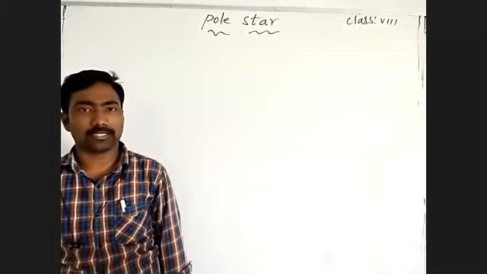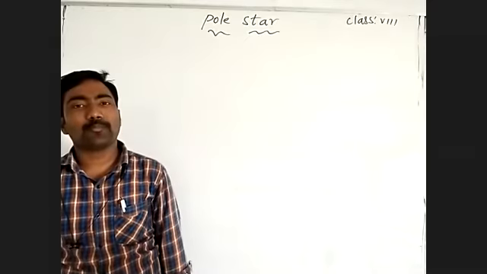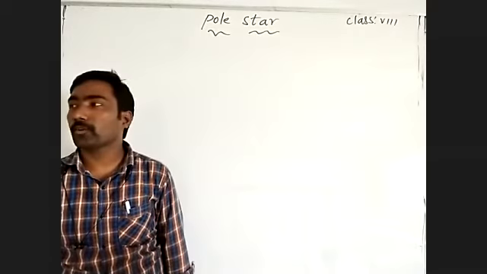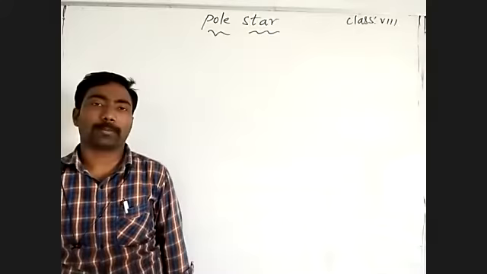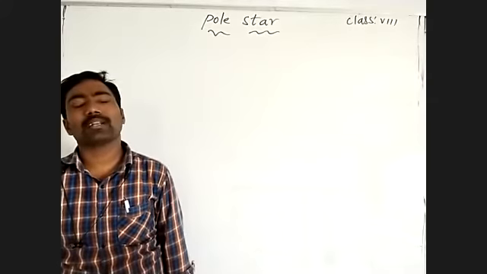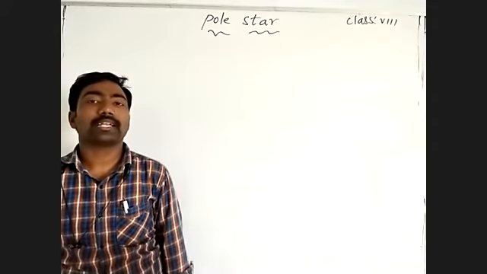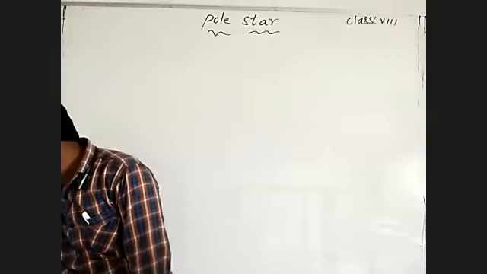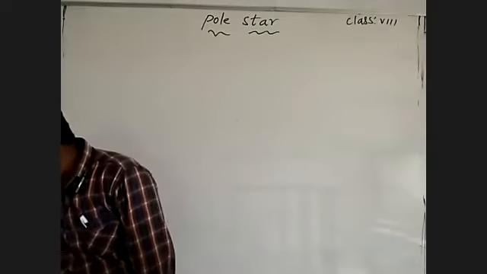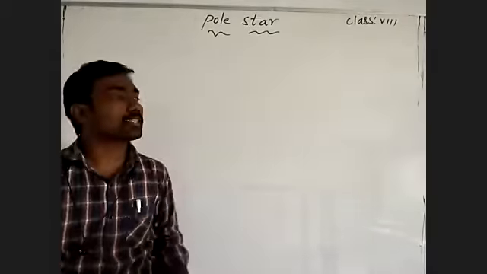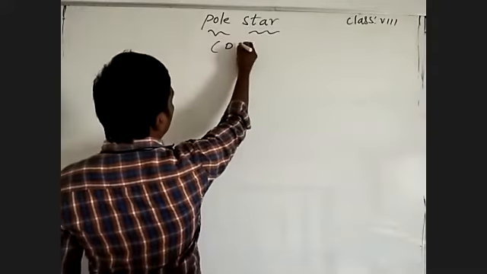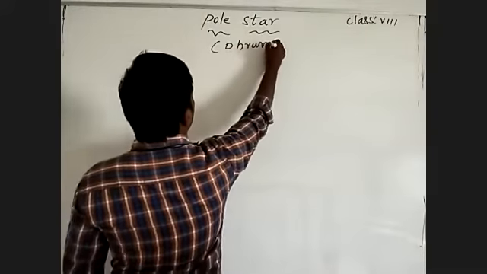Generally we may think stars are moving. But stars are never moved. It appears to move. Where we can locate the pole star, what we can call in general language, the pole star is Dhruvatara.